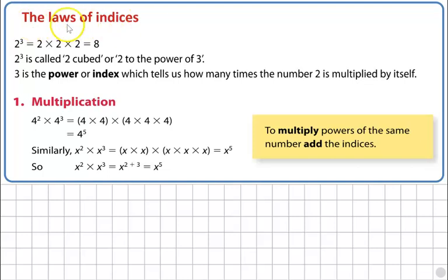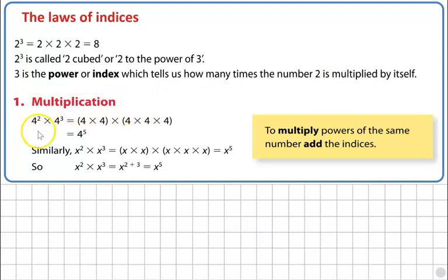The laws of indices. 2 to the power 3, or 2 cubed, is equal to 2 by 2 by 2, which is equal to 8. So 2 with a little 3 on top is called 2 cubed, or 2 to the power of 3. 3 is the power or index, which tells us how many times the number 2 is multiplied by itself.